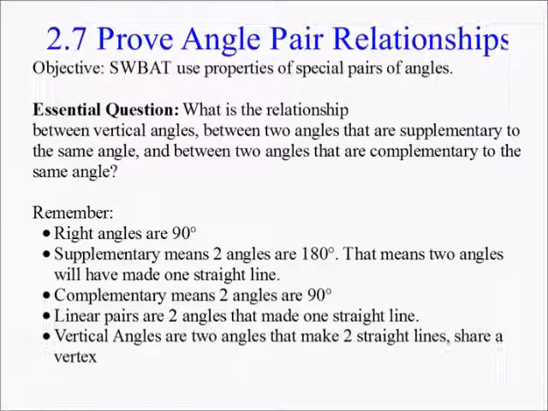Today we're going to talk about 2.7, prove angle pair relationships. We know everything in this section. We just need to be able to use some of the important stuff in proofs. The objective for today is students will be able to use properties of special pairs of angles: linear pairs, supplementary angles, complementary angles, vertical angles, those types of angles.